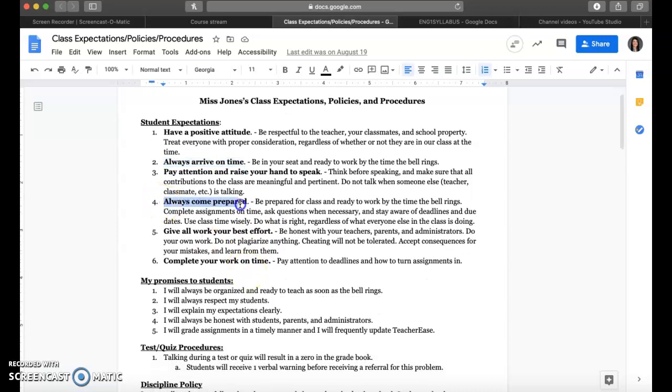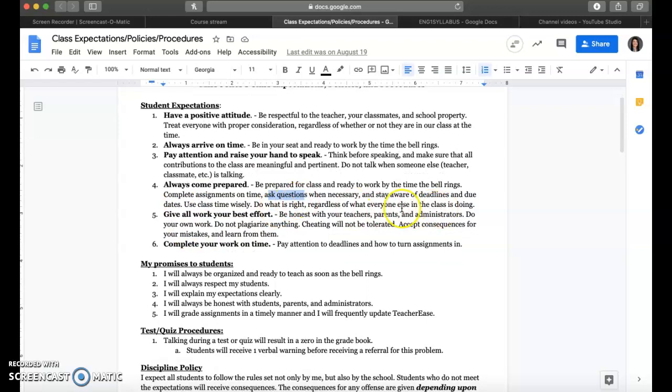Always come prepared. Okay, get your work done on time. That's a big part of this one, okay? Ask questions when necessary. Stay aware of deadlines and due dates. Do what is right always. Give all work your best effort. This is important, okay? Be honest with your teachers, parents, and administrators. Do your own work. Do not plagiarize anything. Cheating will not be tolerated. Always accept consequences for your mistakes and learn from them. And complete your work on time.